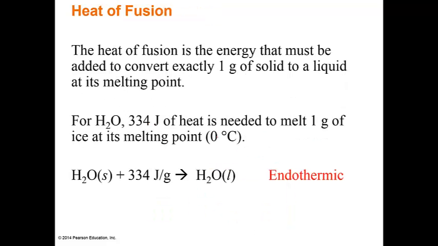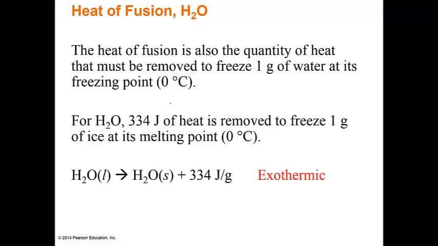Water needs 334 joules of heat to melt 1 gram of ice at its melting point, 0. So we go from a solid to a liquid by introducing 334 joules per gram of heat, and that is an endothermic reaction. Now, the reverse of that is freezing, H2O going from a liquid to a solid. 334 joules of heat must be removed to freeze 1 gram at its melting point. That is exothermic. So we've got endothermic and we've got exothermic.